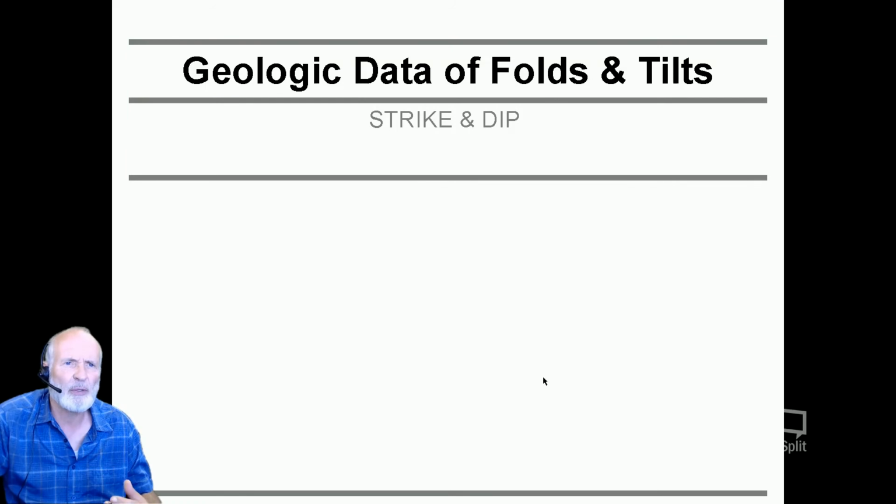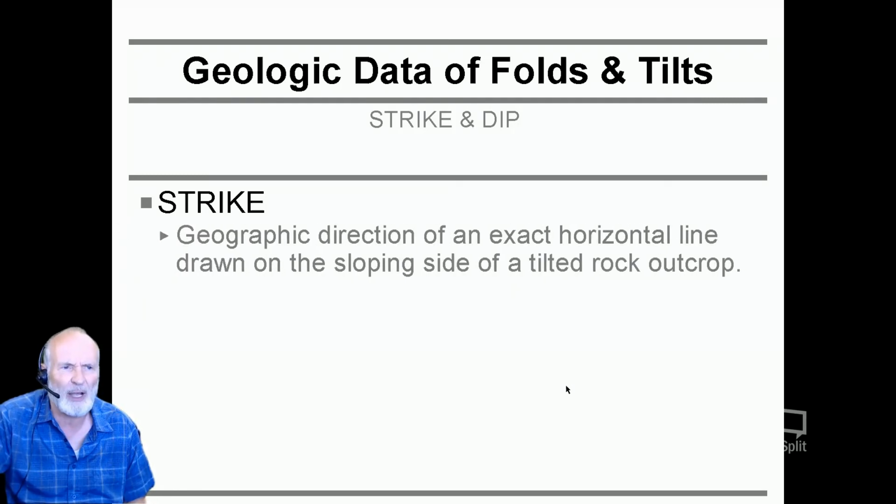Okay, back to strike and dip. Let's give the explanation of strike and dip. First of all, what in the world is strike? Well, since we're using a compass, you know it has to do something with the compass, and strike is defined as the geographic direction, if you want the azimuth, of an exact horizontal line drawn on the sloping side of a tilted rock outcrop. So if you have a tilted rock outcrop and you would draw an exactly horizontal line on that tilted rock outcrop, the compass direction of the tilted line would be your strike.